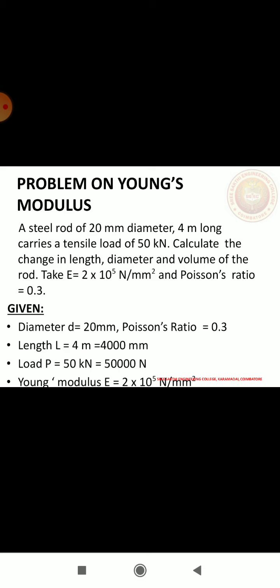In this problem, the given data are: diameter is 20 mm, Poisson ratio 0.3, length L equal to 4 meter, so that is 4000 mm, load P equal to 50 kilonewton, so 50,000 Newton. Transferring kilonewton into Newton, we have to multiply with 10 to the power 3, and Young's modulus E equal to 2 into 10 to the power 5 Newton per mm square. These are the given data.